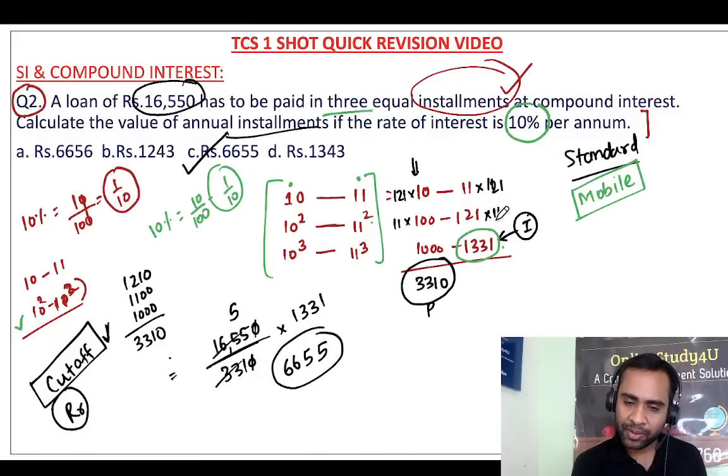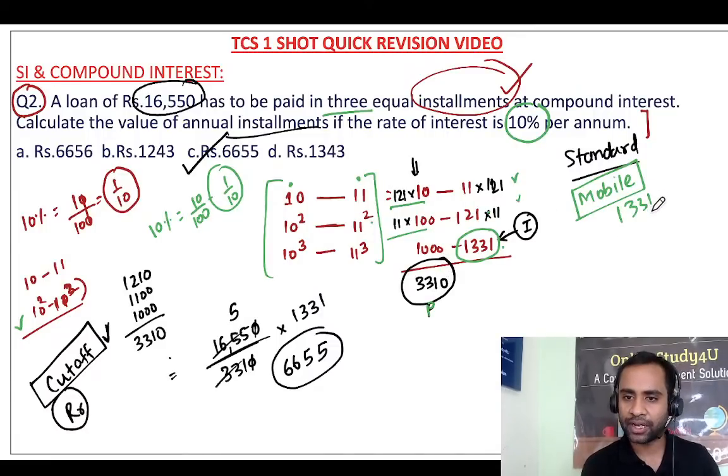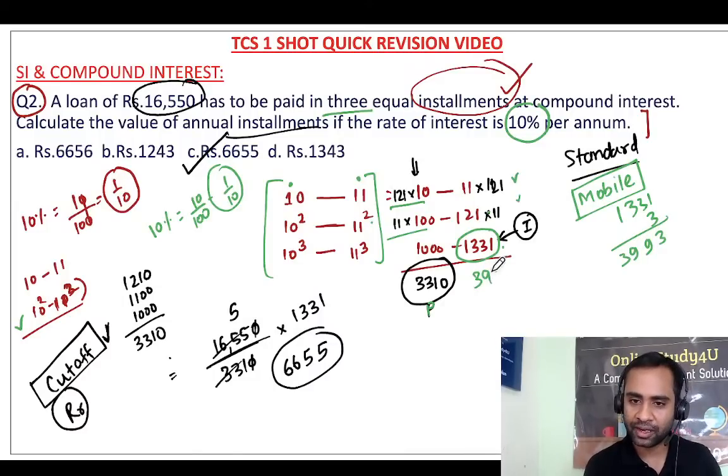So to make the installments the same, I have multiplied by 11 here and by 121 here. Now it is 1210, 1100, right? So the total is 3310, and 1331 into 3 will be 3993. In total, you will be paying 3993. This will become your total amount.